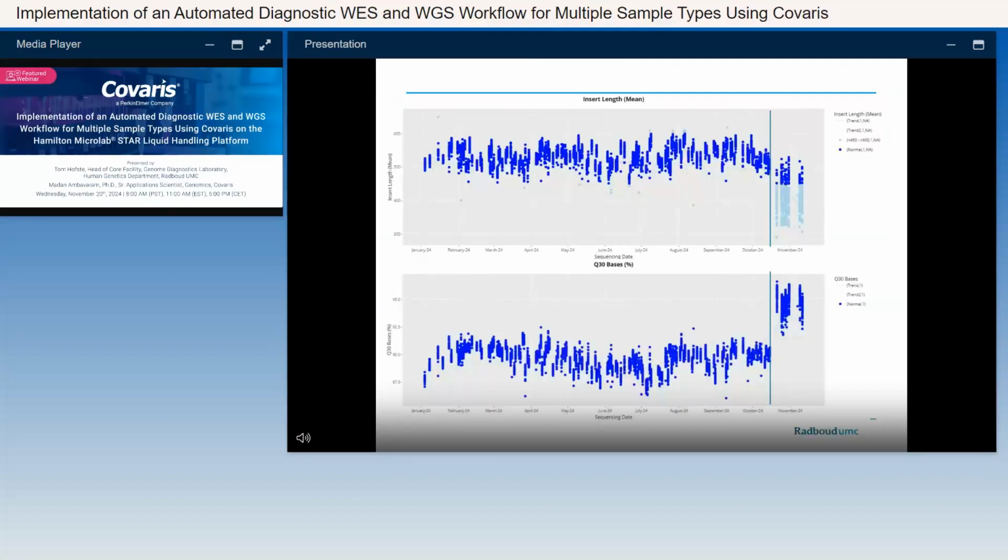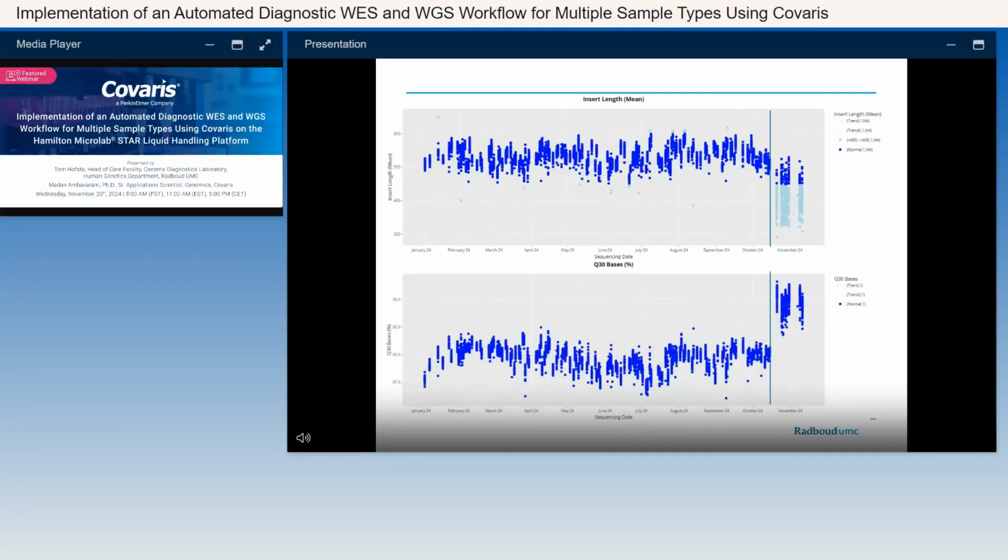When we look at the insert length for the segmentation, it's quite stable on the EDTA workflow. When we took our NovaSeq X into production, you see a decrease in insert length, but that's NovaSeq X related. And we are quite happy with the Q30 base quality value. We see definitely an increase of 4% on Q30 bases.